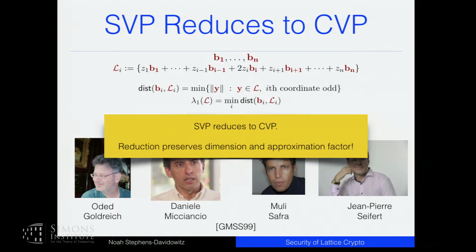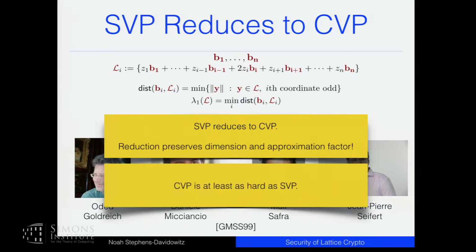It's also really powerful, right? Because this reduction preserves both the dimension and the approximation factor. So no matter what regime you care about, whether it's fine-grained or approximate or whatever, CVP appears to be at least as hard as SVP.